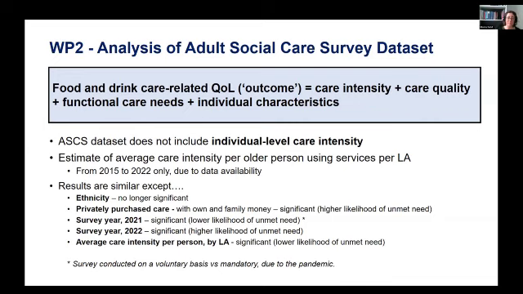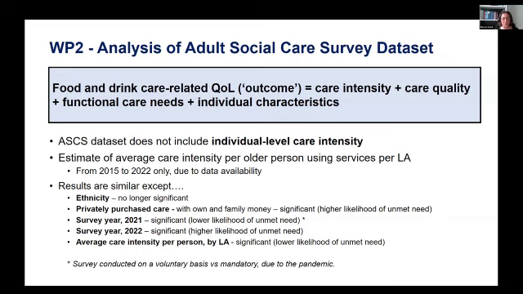But the important findings were that the trend over time was still significant for the last round of the survey, the 2022. So that rise that we saw up to 8.1% unmet need was significant. But oddly, the pandemic year had significantly lower unmet need, which again, I think we're caveating because it was a voluntary survey. And finally, the average intensity of care per person by local authority was significant, so less likelihood of having unmet need.